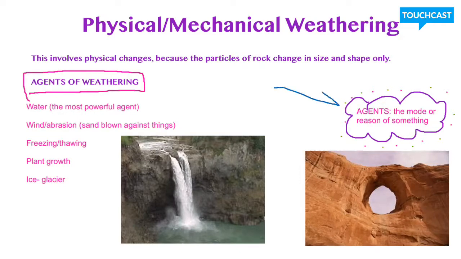So we want to look at the agents of weathering. When I say the word agent, I'm talking about the mode or reason or something. So what's the reason for the weathering? Water could be a reason for weathering. That water rushes over the cliff there, breaks up parts of the rock. Wind and abrasion, like chunks of little sand getting thrown against things down here, that is a type or agent of weathering, as well as when things freeze and thaw and freeze and thaw. When plants are growing through things, that's some more physical weathering. And when your glaciers, your big chunks of ice, go across land, that's another type of physical weathering.